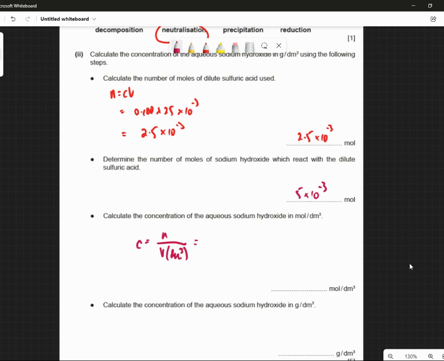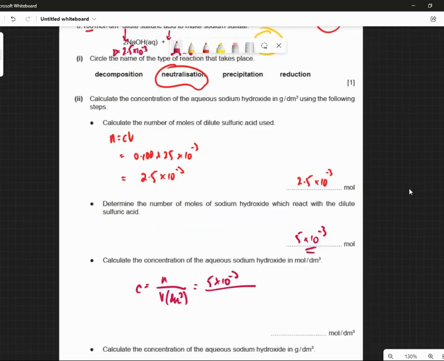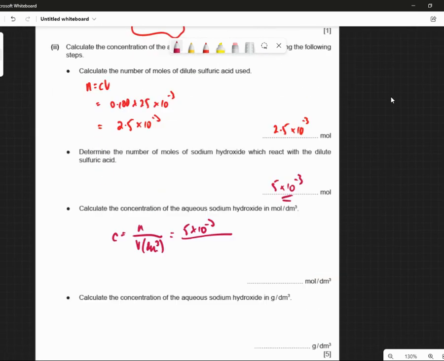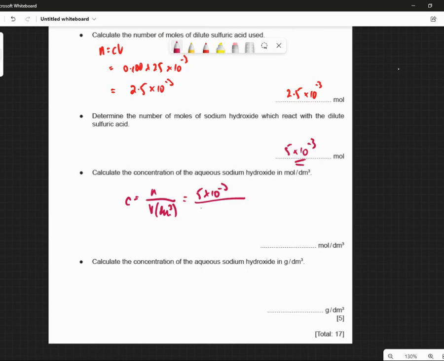Hello, Zara. Anyway, so the number of moles is 5 times 10 to the minus 3. There is that number, divided by the volume. The volume of sodium hydroxide is 20, so we divide that by 20 times 10 to the minus 3, because it's got to be in decimeters cubed. So 5 divided by 20 is equal to 0.25. So this is 0.25 moles per decimeter cubed.